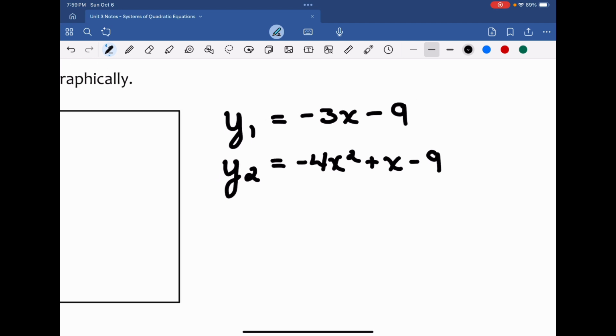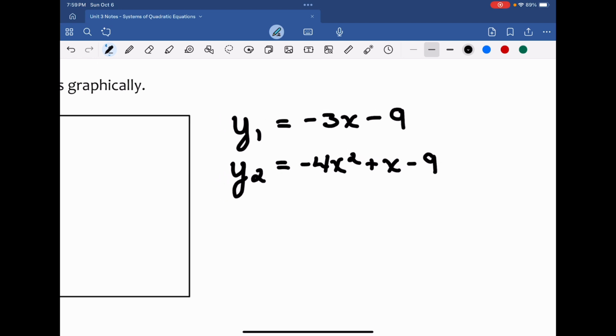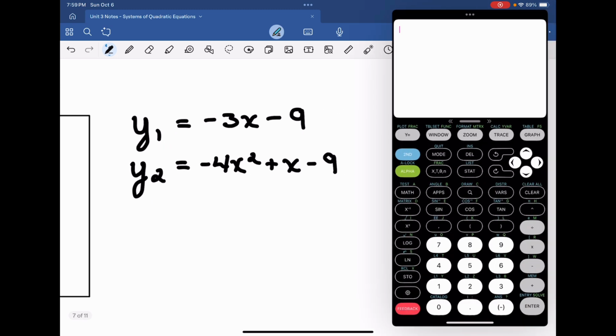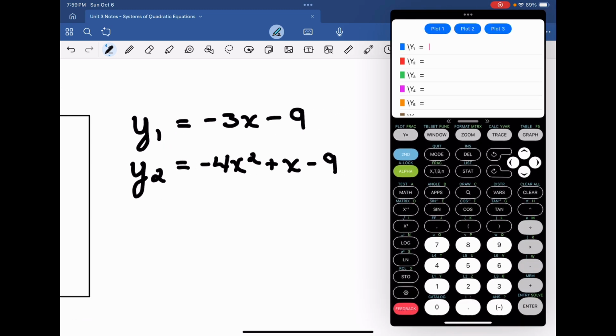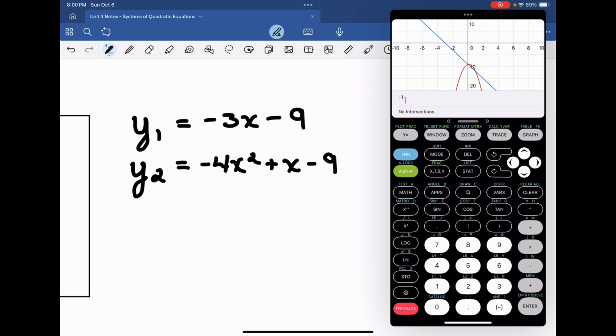Okay, now that you have them in terms of y, we can type them in graphically. I'm just going to move this slightly over. We're going to go into our y equals, or on your Casio, you're going to go into your graph mode from your menu. We're going to start by typing in negative 3x minus 9 into the first. Into y2, we're going to go negative 4x squared plus x, and then minus 9, graph it.